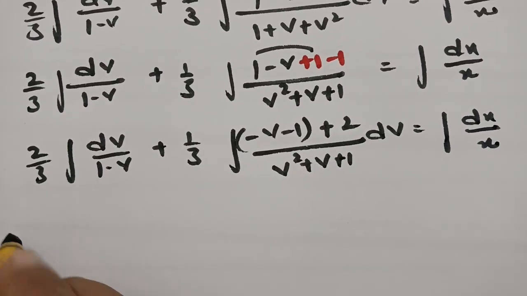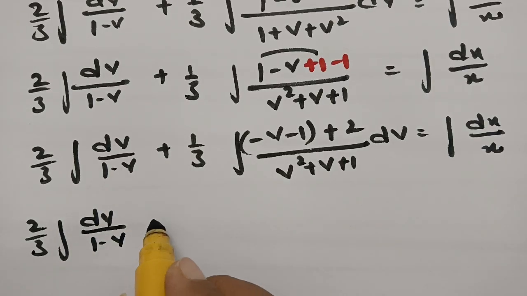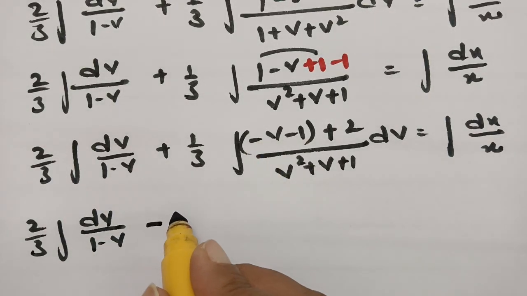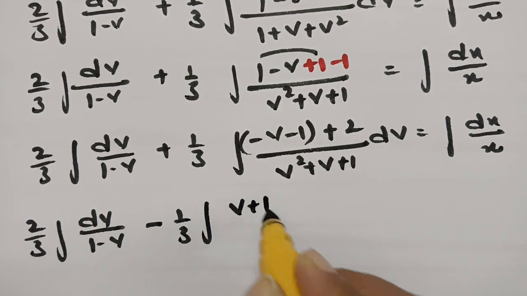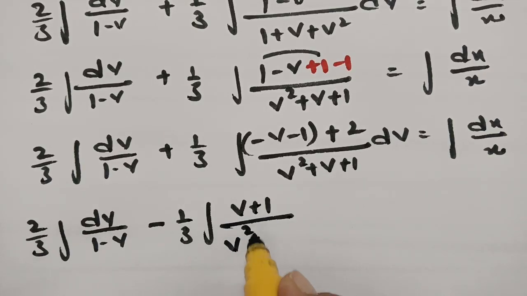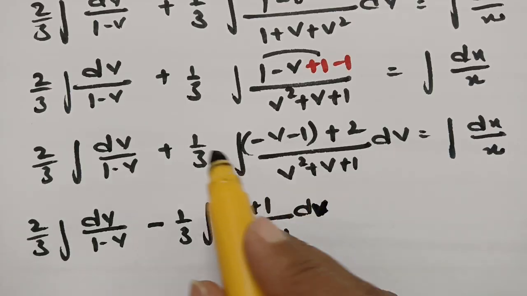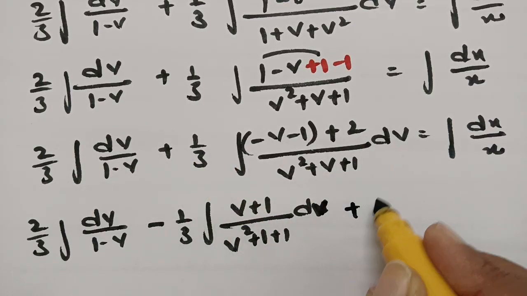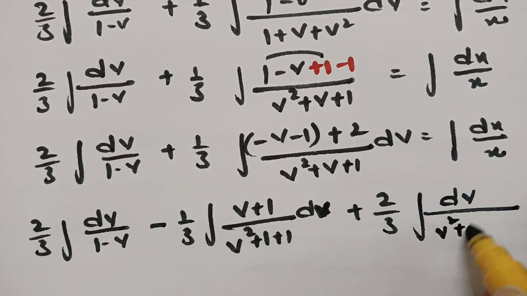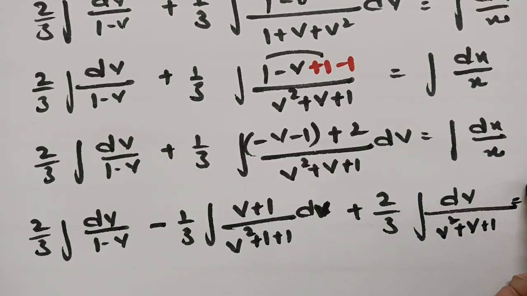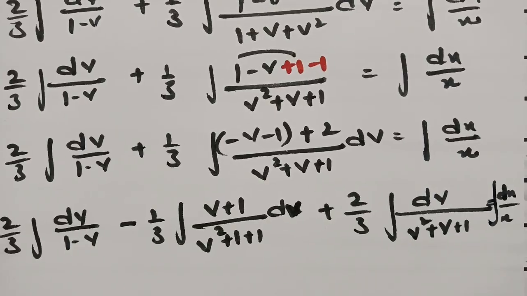And see, I'm splitting this as 2 by 3 times of dv by (1 minus v), and if I take minus common from these two, this will be minus 1 by 3 and this will be (v plus 1) by (v square plus 1 plus 1) dv, and the next one here, if I take this as common, this will be 2 by 3 times of dv by (v square plus v plus 1), which is equal to dx by x. Clear? This value is dx by x.